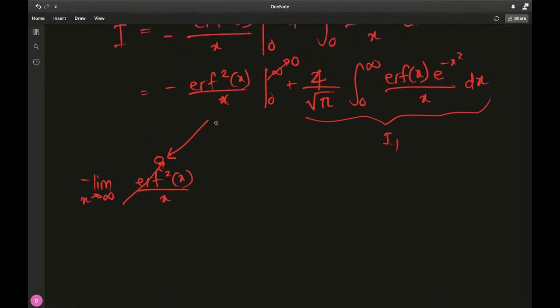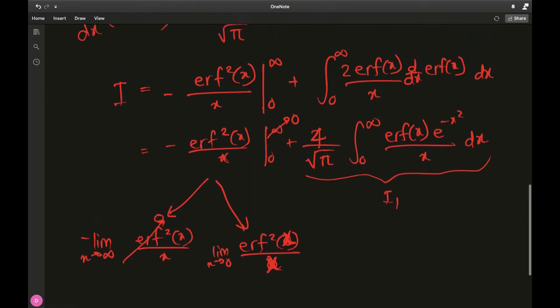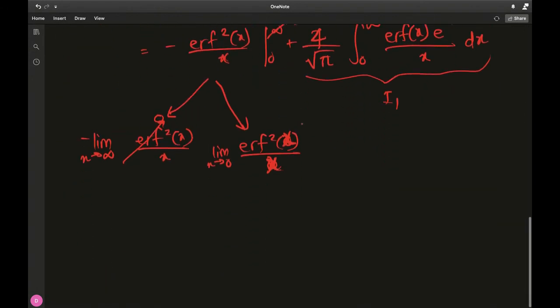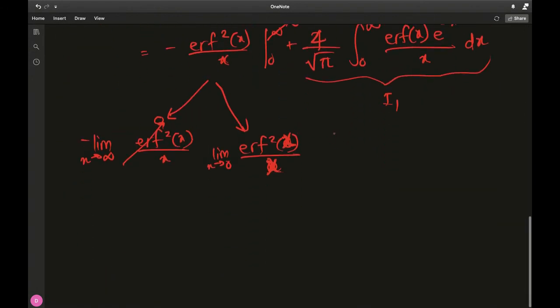Now for the 0 part, so we'll have error function squared of x over x, with the limit as x tends to 0. Don't call this 0, call this x. Okay, so if you look at your error function, if x is 0, you have the integral from 0 to 0, which, if you know your fundamental theorem of calculus, will be 0. So we have a 0 on top and a 0 in the denominator. So it's a 0 by 0 case, which means we can apply L'Hopital's rule.